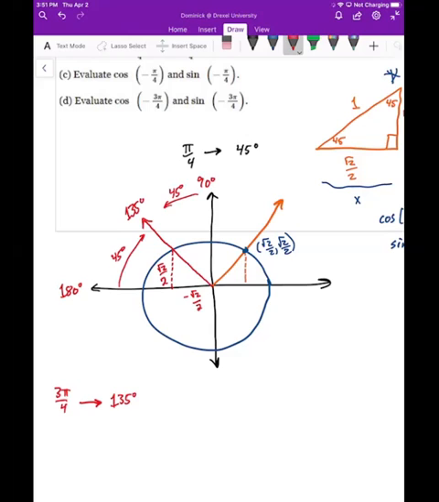So for our 3 pi over 4, cosine of 3 pi over 4 is my x value. So this is negative square root of 2 over 2. And my sine is still positive.